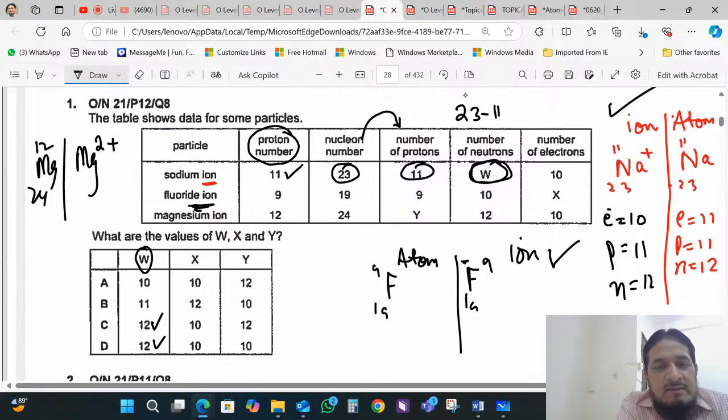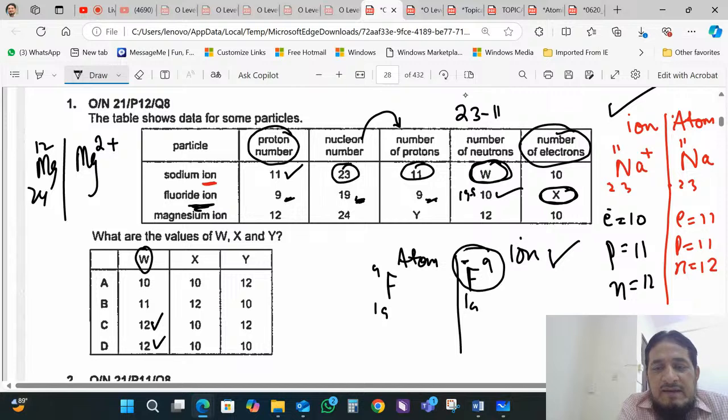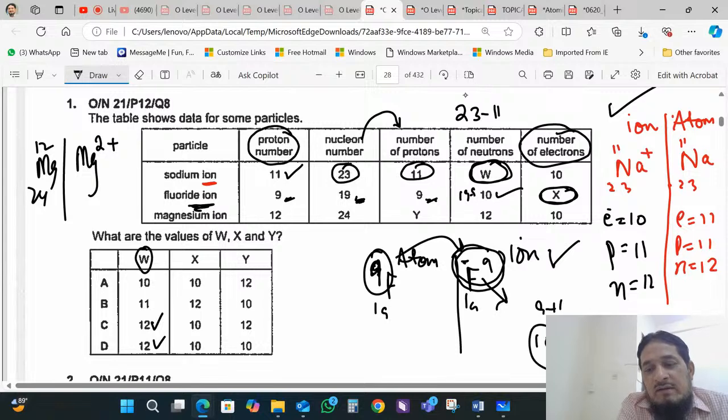Then the fluoride ion: the proton number is 9, the nucleon number is 19, the number of protons is 9, they are all correct. The number of neutrons is 19 minus 9, this is correct, and then X is the number of electrons. This is F minus 1, which means it has gained 1 electron. So in the atom there are 9 electrons, and the minus 1 means 9 plus 1, 10, so it will have 10 electrons.